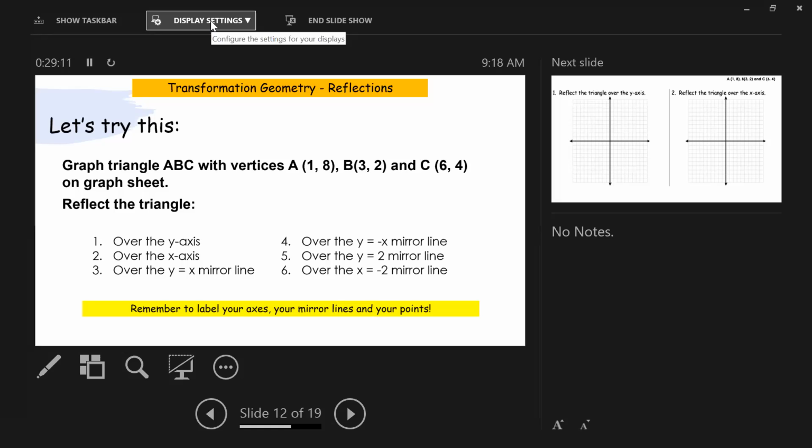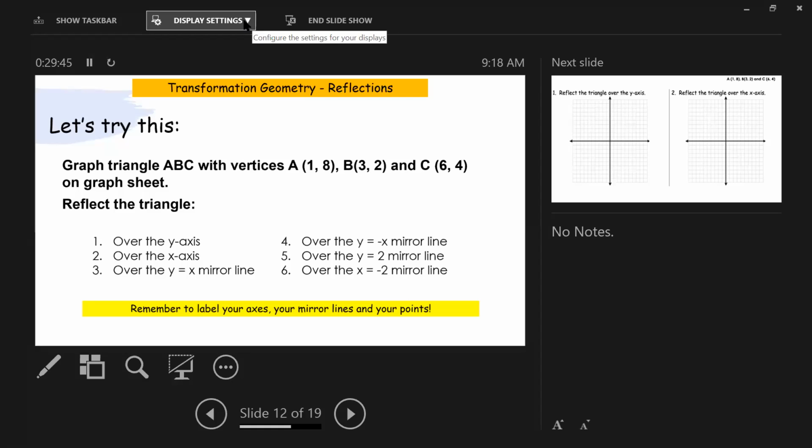reflection. What if we notice that from the object to the image, it looked like it slid? What type of transformation do we think that would have been? Anybody can answer? Translation. Very good attempt. Yeah, translation. So the translation would be a slide and the reflection would be a flip.